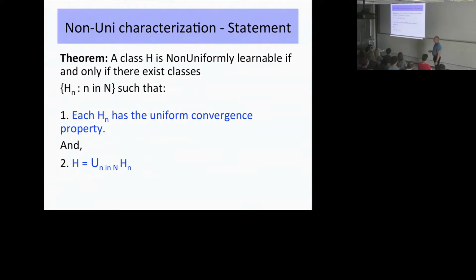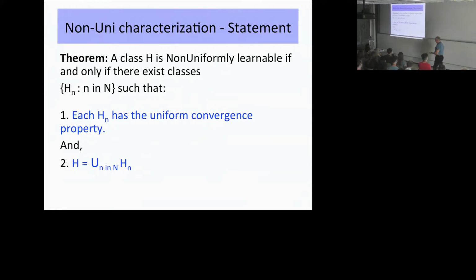So here I get a very nice new characterization. A class is non-uniformly learnable if and only if I can decompose it into a sequence of classes Hn. For every n, I will have a class Hn such that each Hn has uniform convergence, and H is the union of all of them. Now I'm not necessarily requiring you to have a finite VC dimension. All I require is that you are a union of classes such that each of them has finite VC dimension, but the number of these classes can be infinite.